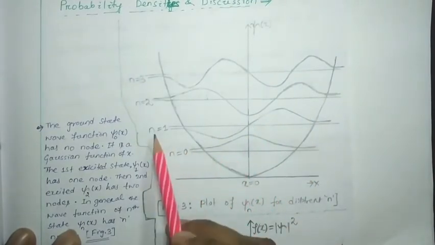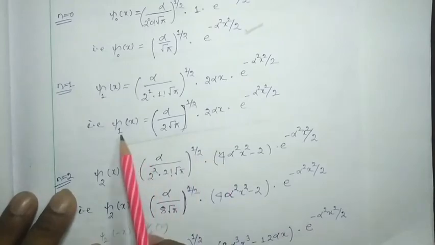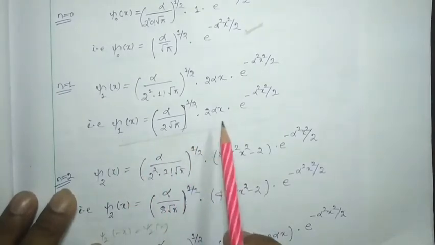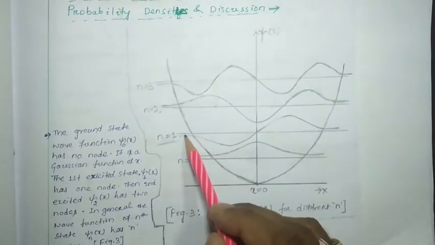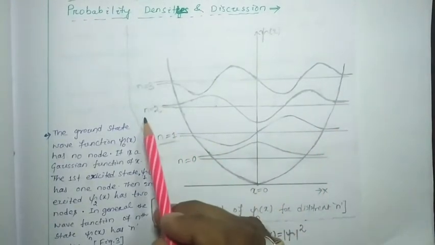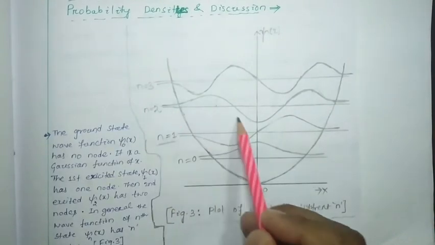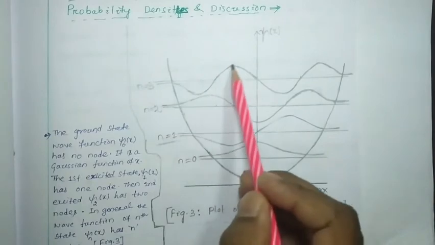If we consider n is equal to 1, then the wave function will be this much, and if we draw the graph, it will be like this. Likewise, for n equal to 2, the graph will look like this. For n equal to 3, the graph will be like this.